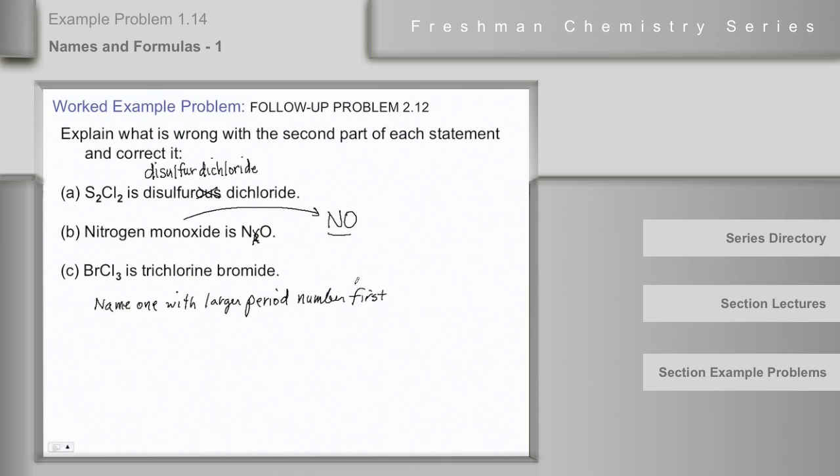Okay. So chlorine is above bromine, and so bromine's period number is larger. So we would name BrCl3 starting with bromine. This would be bromine trichloride.